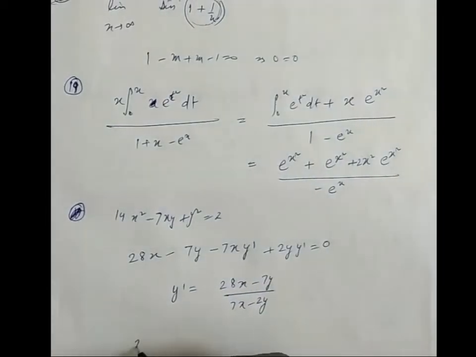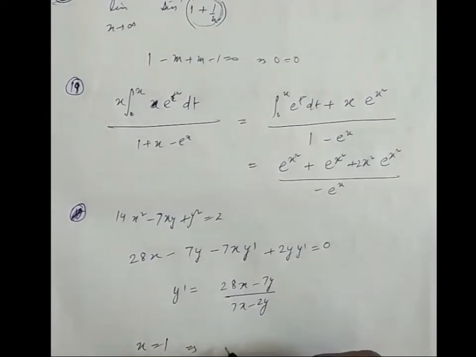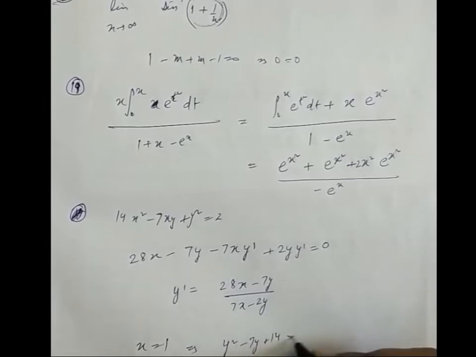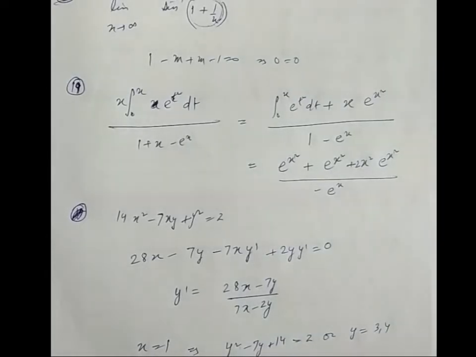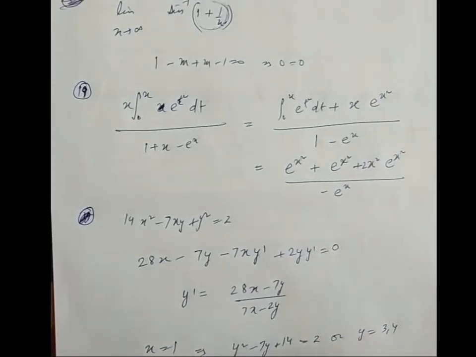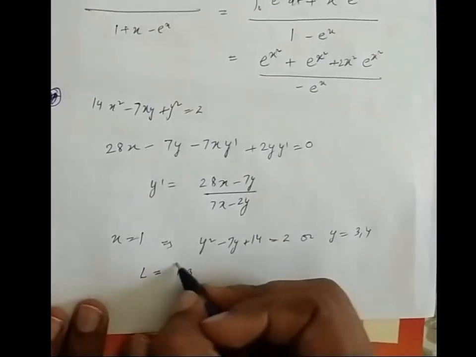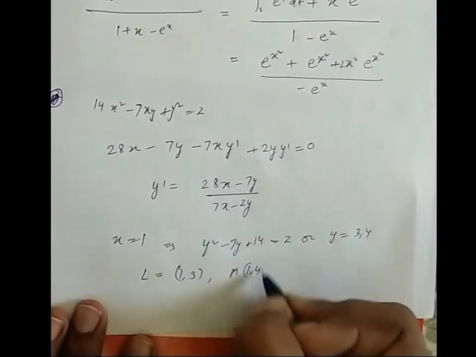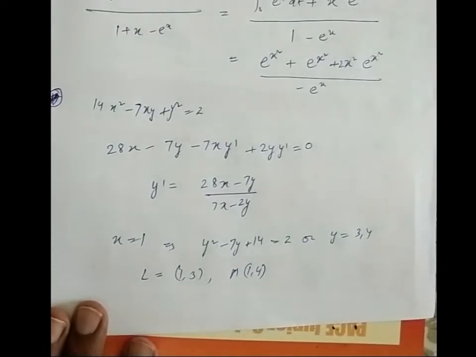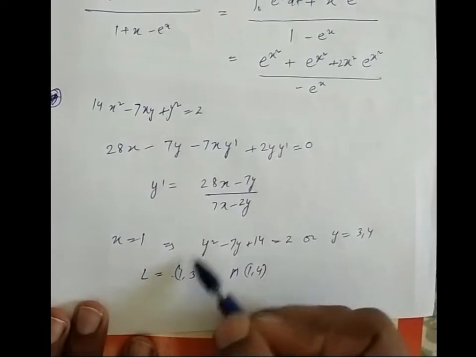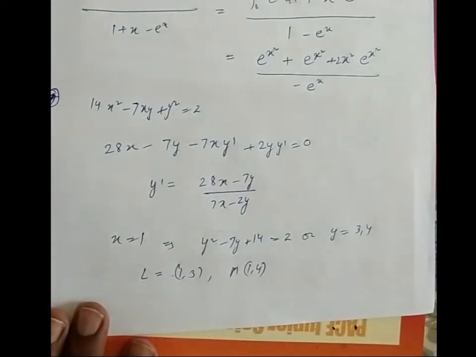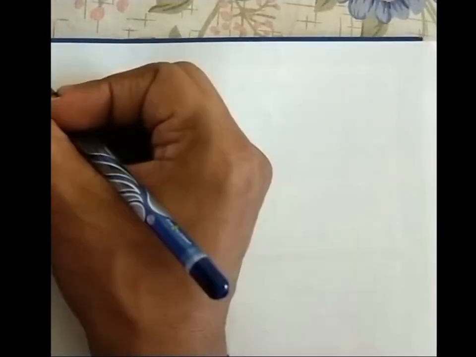Okay, so if x is equal to 1, this implies y square minus 7y plus 14 is equal to 2, so y is equal to 3, 4. So L would be 1, 3 and M would be 1, 4. So if we know the points L and M, we can always calculate the slope of the tangents at L and M by putting these points in this equation. Fine. Moving on to the next question, question number 20.